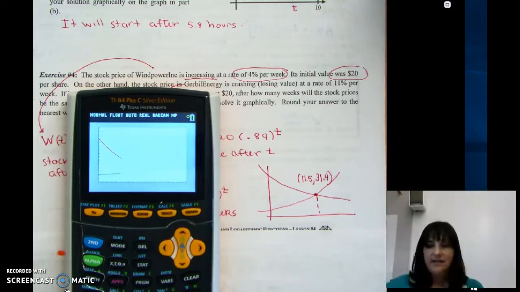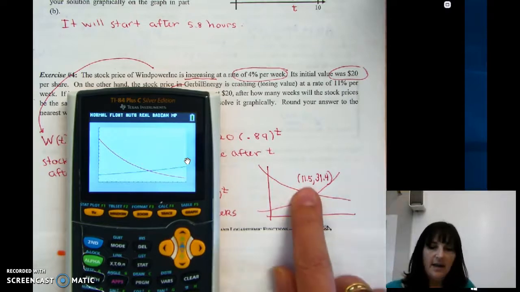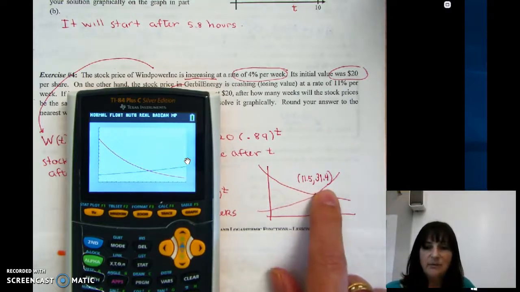All right, you can see that the graphing calculator is basically going to give us the same type of graph as you see that I sketched on the side there. I'd already pre-calculated that intersection point using the graphing calculator. And so we're just about out of time, and we can see here that after 11.5 weeks, the stock price will be the same.